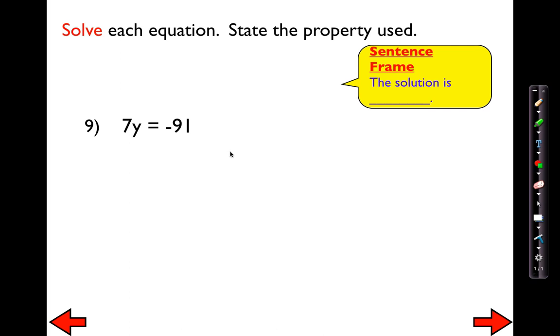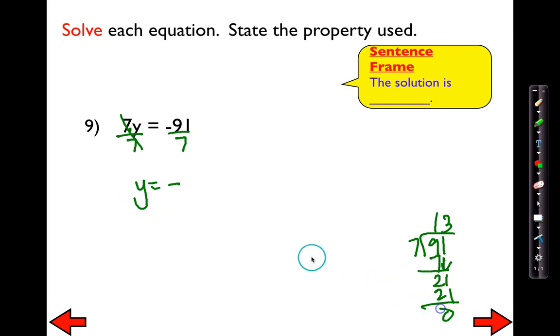Okay, so for number 9, it's so important that you understand this means 7 times y. So in order to do the inverse, we're going to have to do the opposite of multiplication, which is dividing both sides by 7. So notice here we're left with y equals a negative divided by a positive, which is a negative. Well, what is 91 divided by 7? I'm going to do some side work. This goes in once with a remainder of 2. Bring down that 1. That goes in 3 times evenly. So I'm going to say my answer is y equals negative 13.